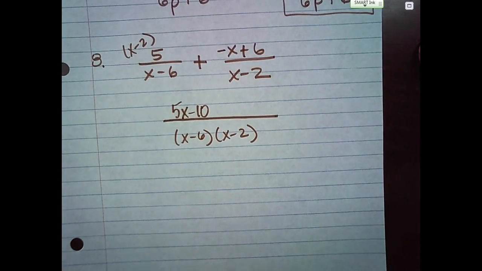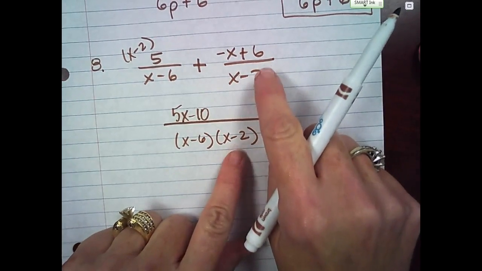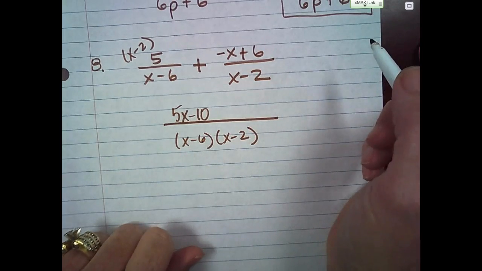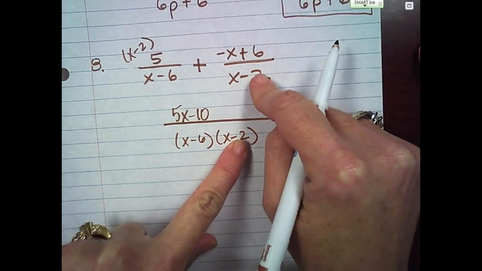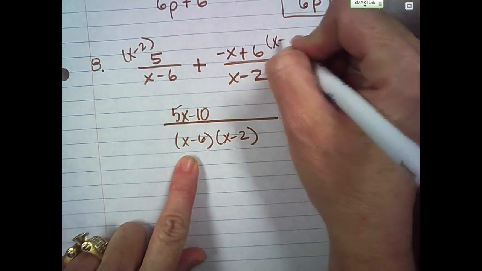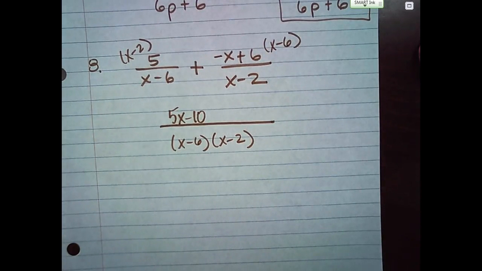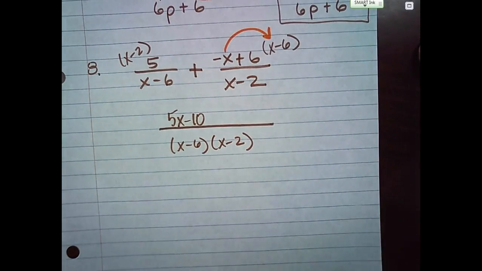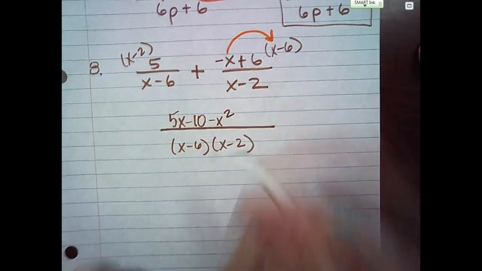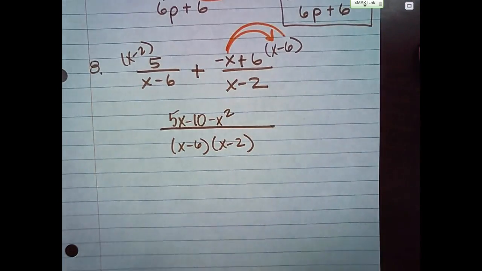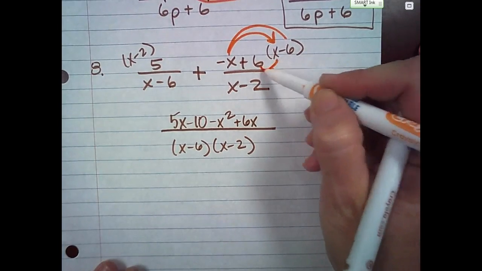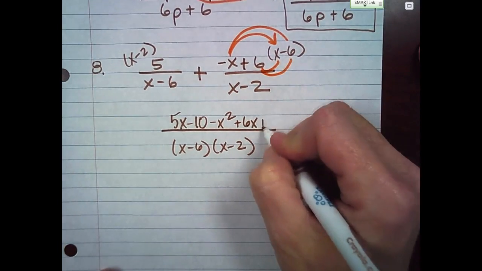Go to the next one. It has the x minus 2. What does it need? It has this. It needs the x minus 6. Now FOIL it. Be careful because it's binomial times binomial. So negative x times x is negative x squared. Negative x times negative 6 is positive 6x. And you have to go this way, 6x and negative 36.